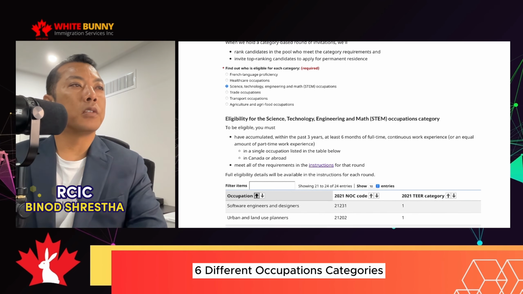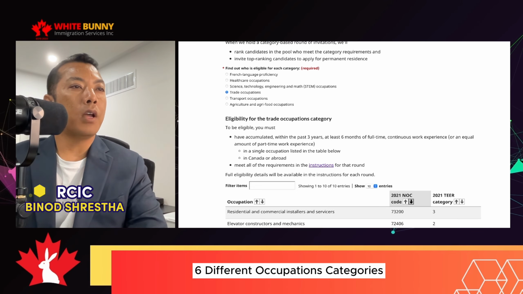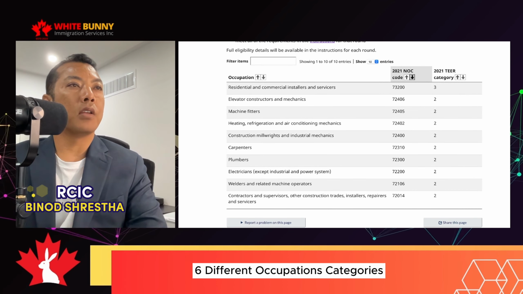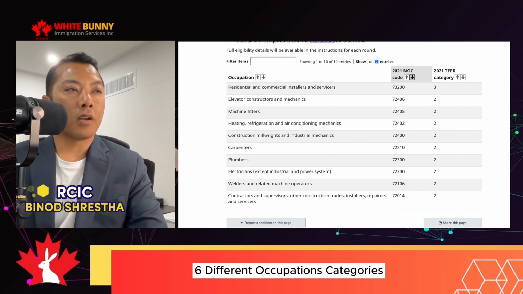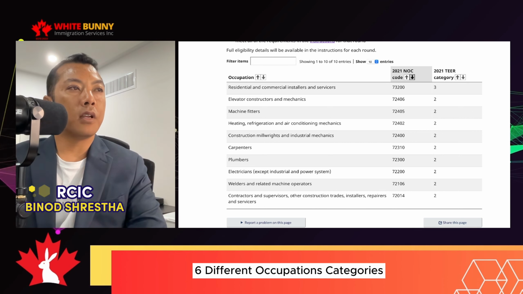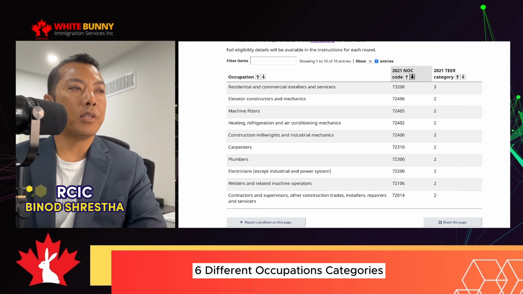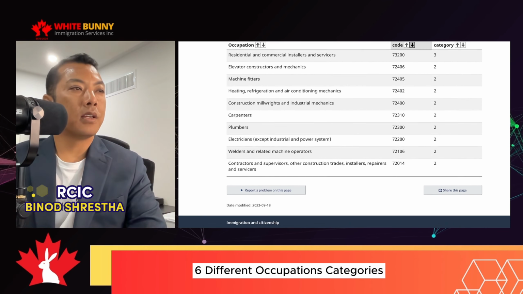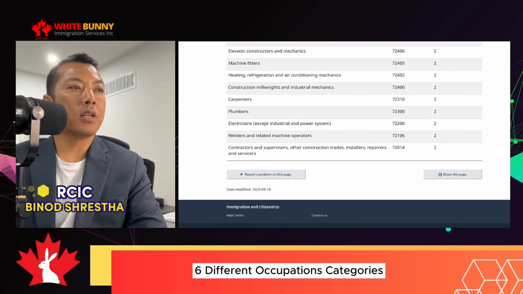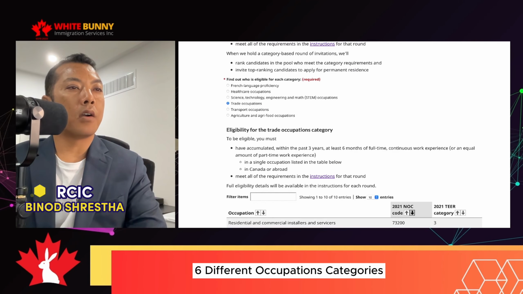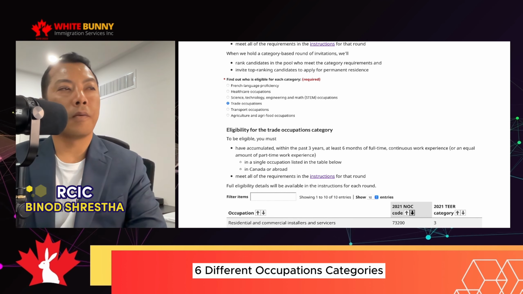Now, if we go to the trade occupations, here we do have around 10 occupations. Like residential and commercial installers and servicers, elevator constructors and mechanics, machine fitters, heating, refrigeration, and air conditioning mechanics, construction millwrights and industrial mechanics, carpenters, plumbers, electricians, welders and related machine operators, contractors and supervisors, other construction trades, installers, repairers, and servicers. So these occupations are listed under trade occupations.